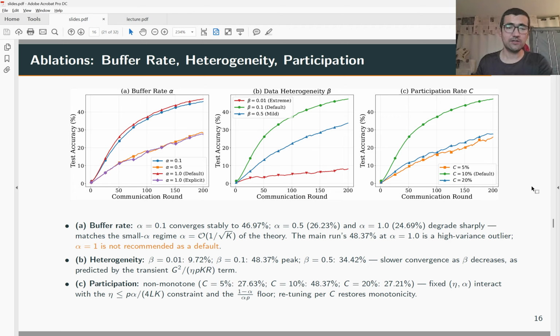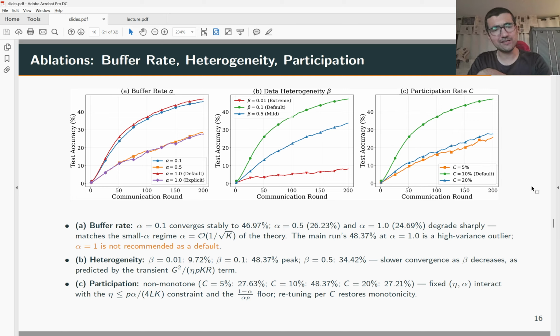And panel B here mainly describes the heterogeneity at the extreme Dirichlet 0.01. The run gets stuck near 10%, and at 0.1 we reached the 48 we saw, and at the milder 0.5 this run reaches 34%. The early phase slowdown as heterogeneity grows is exactly what the transient G-squared term predicts.